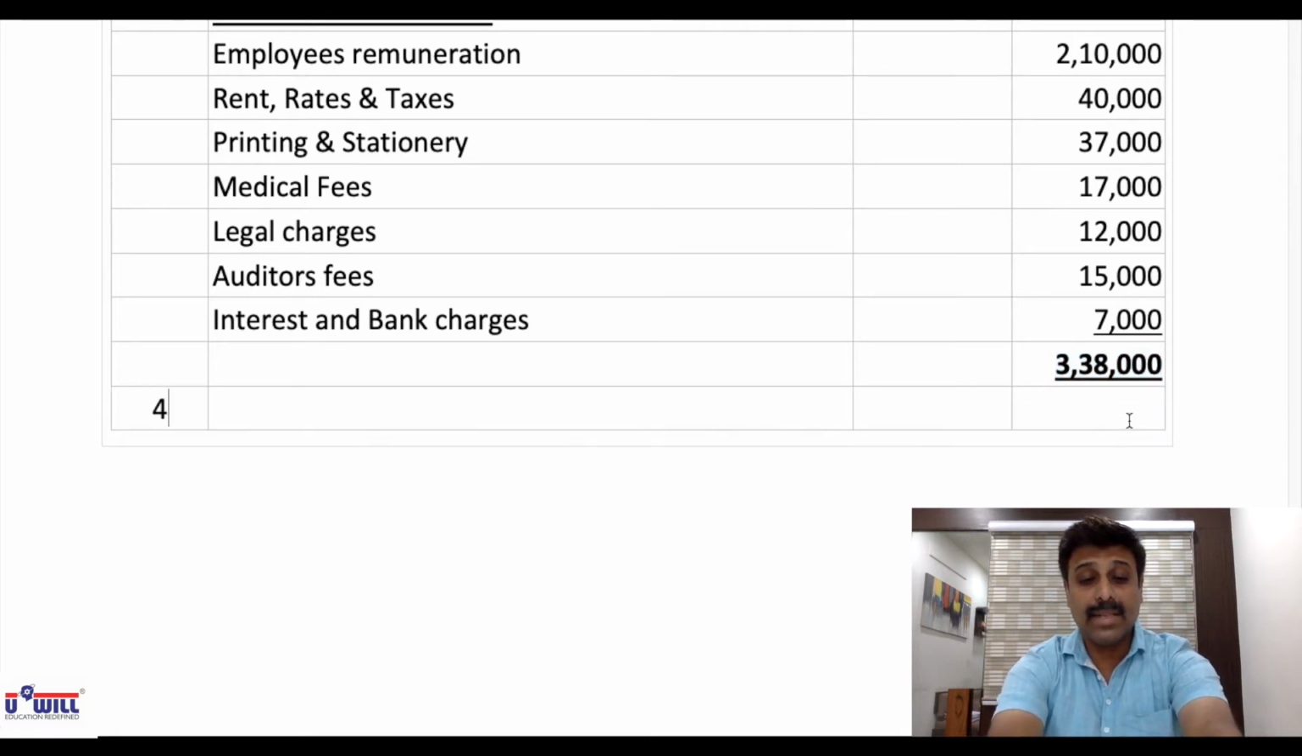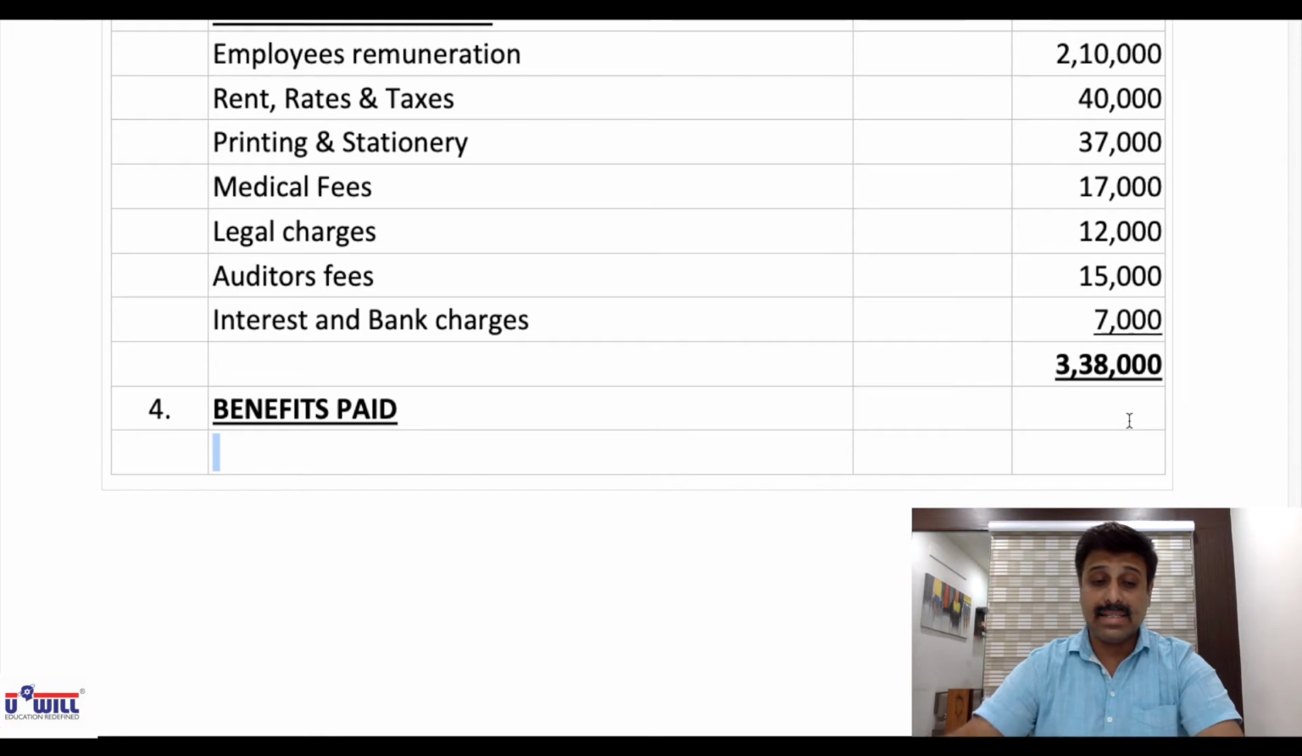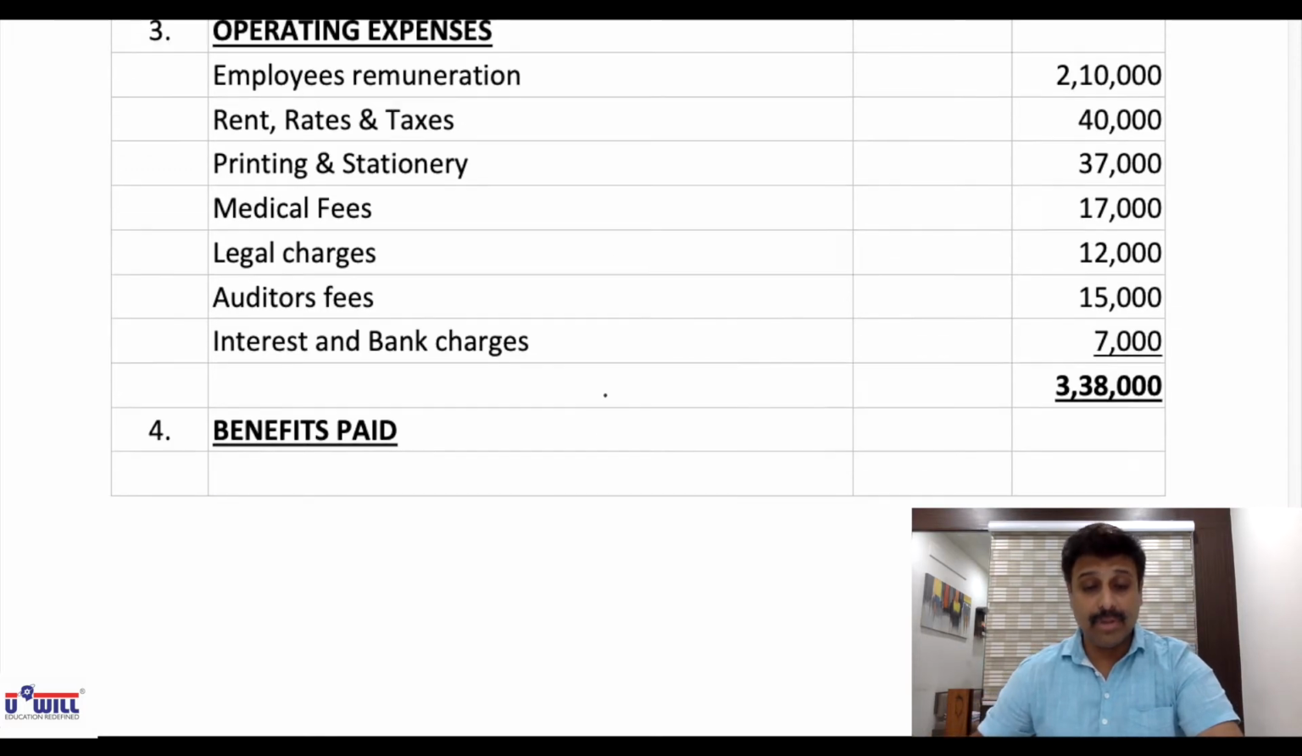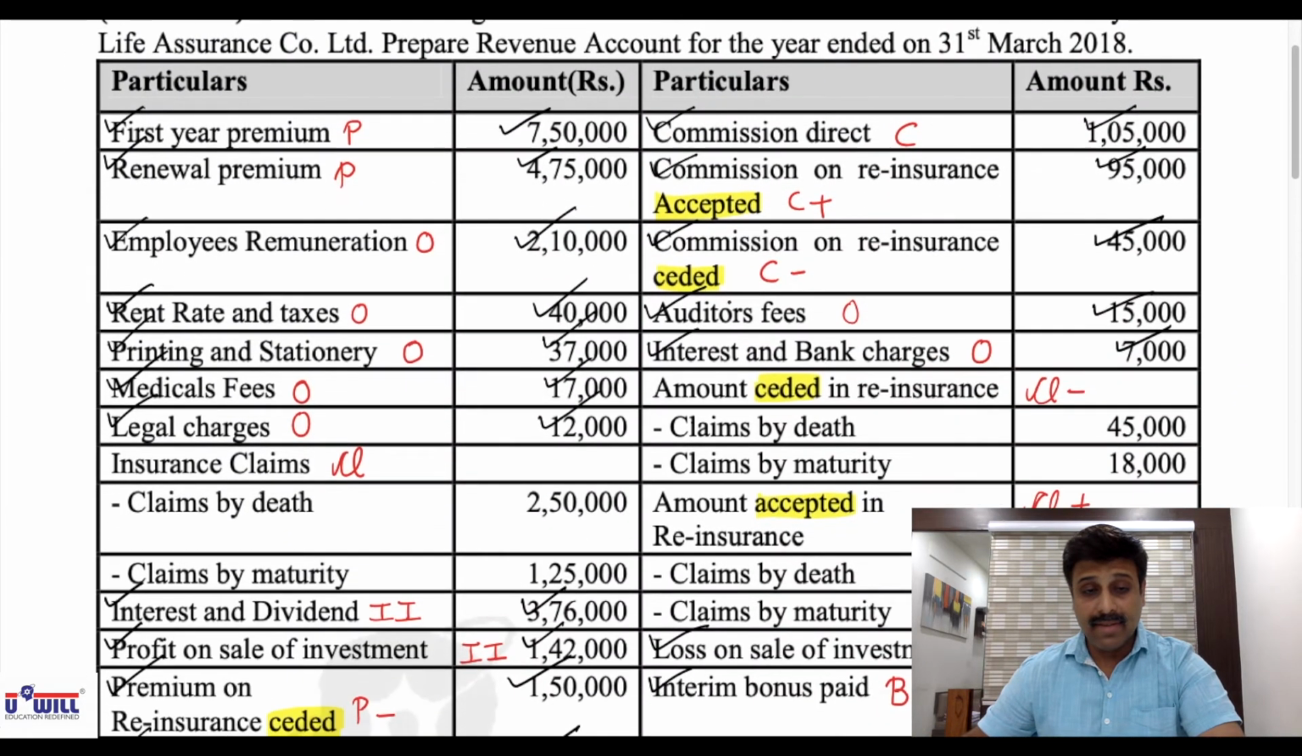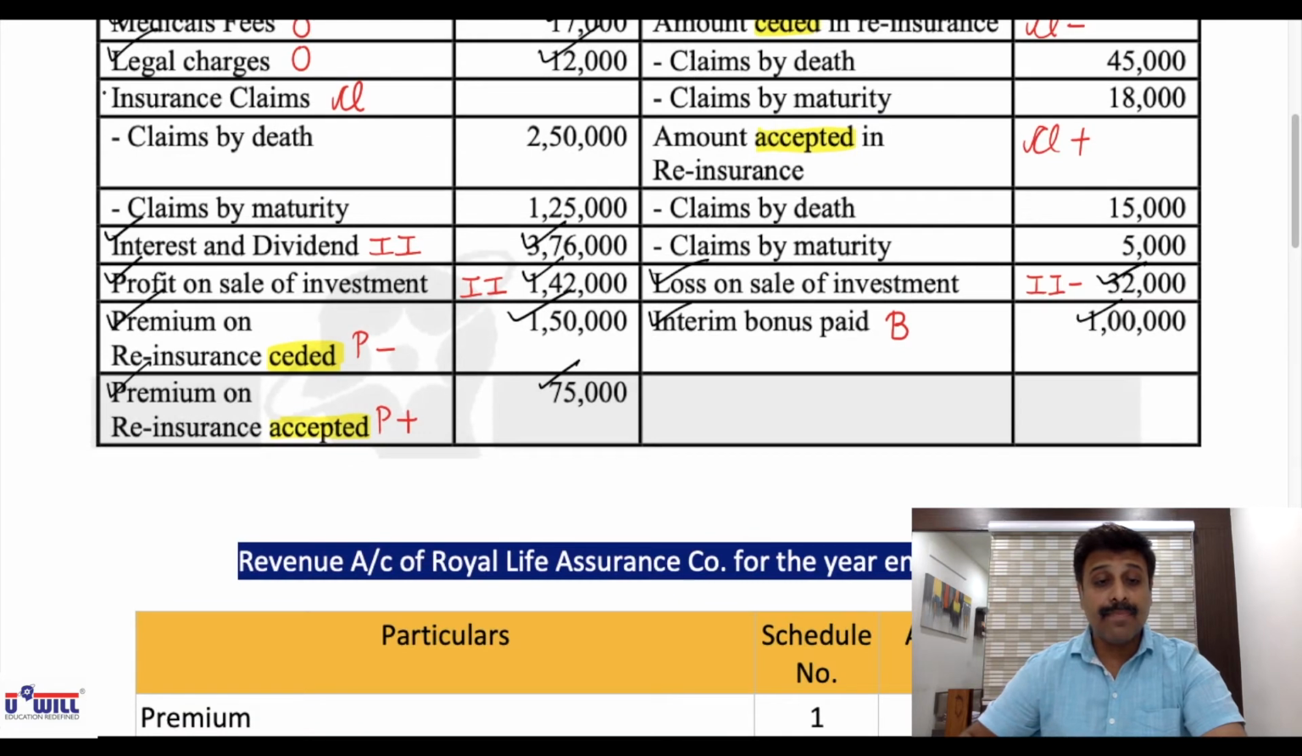Now after operating expenses, fourth schedule what we have to make is of benefits paid. Benefits paid means basically claims. So all the items marked as CL will be taken into consideration. Look at the things everyone. What all items are marked as CL? Very first we have insurance claims. Claims by death 2,50,000 and claims by maturity 1,25,000. So all of you write down.